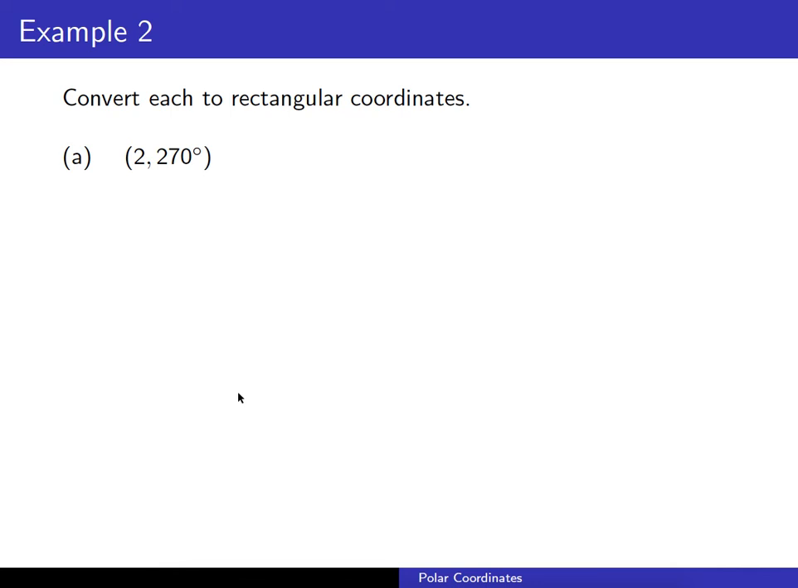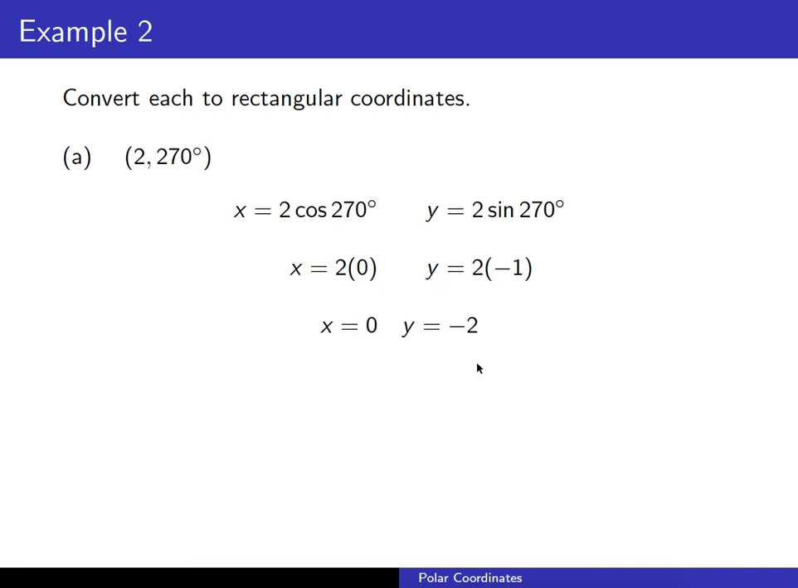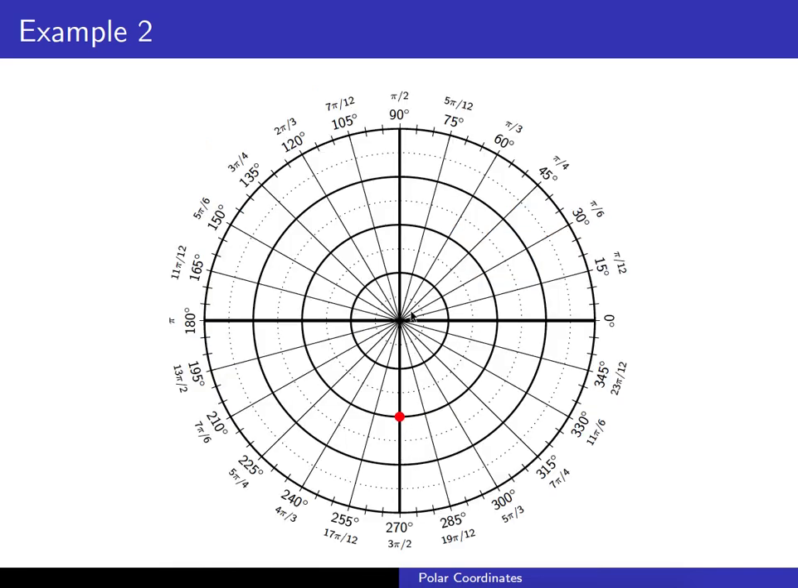Example 2, we're going to convert each of the following to rectangular coordinates. We have an r value of 2 and an angle of rotation of 270 degrees. The x coordinate is going to be 2 cosine 270 degrees. The y coordinate is going to be 2 times the sine of 270 degrees. Cosine of 270 is 0, sine of 270 is negative 1, and we get 0 for x and negative 2 for y. So our rectangular coordinates are (0, -2), which, if we plot the original, going out 2 and then rotating 270 degrees, is where we would end up at this point right here.